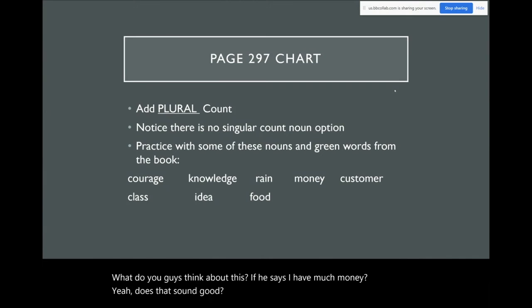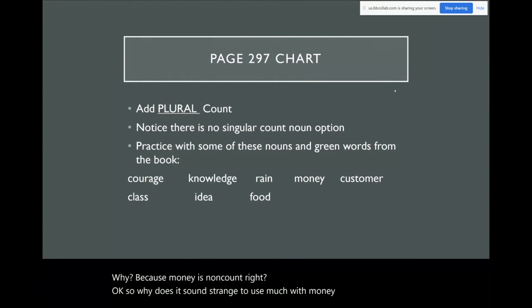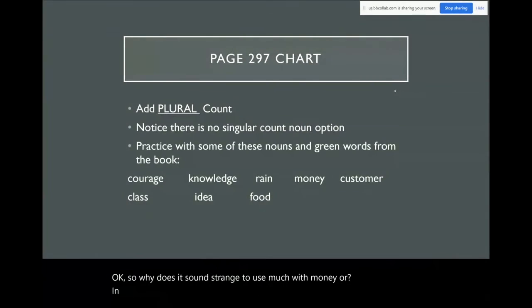No. I have more, because money is non-count, right? Yes, I need a lot. Okay, so why does it sound strange to use much with money in that sentence? I have much money. It sounds like a question for me. Bingo, you got it. This is the thing you need to know about much.